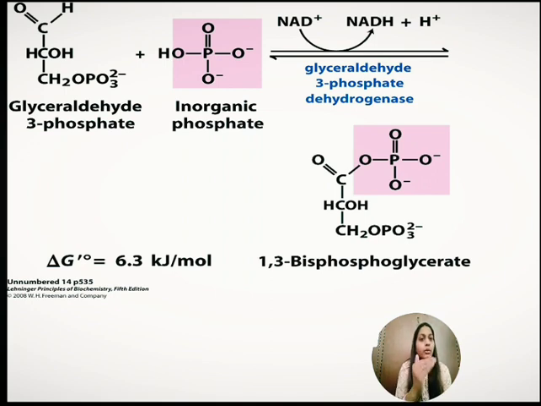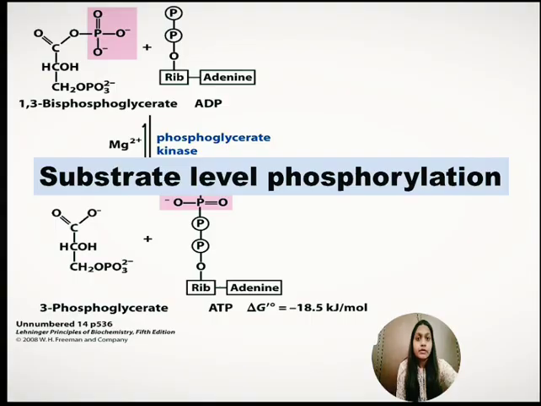Therefore, two phosphoryl groups are present, one at carbon 1 and the other at carbon 3, giving rise to 1,3-bisphosphoglycerate. Glyceraldehyde 3-phosphate, taking up inorganic phosphate and reducing NAD with the help of the enzyme glyceraldehyde 3-phosphate dehydrogenase, is converted to 1,3-bisphosphoglycerate. Now, the next is the conversion of 1,3-bisphosphoglycerate to 3-phosphoglycerate.